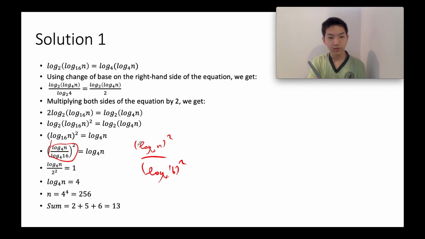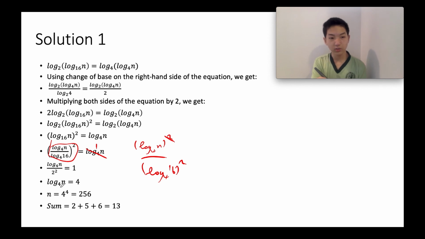Because we can cancel one of these with that, we divide both sides by log base 4 of n, then that's 1, and then we just have log base 4 there on top, and that's equal to 1. Then you multiply both sides by 2 squared, so log base 4 of n is equal to 4.